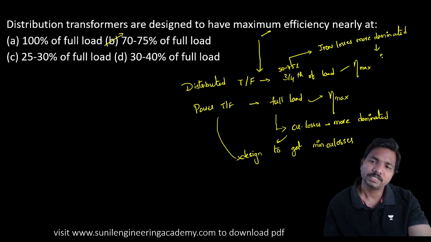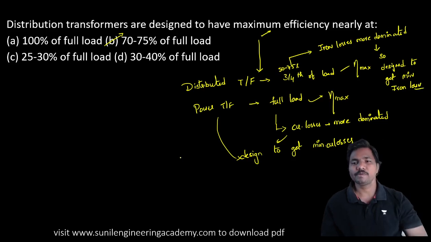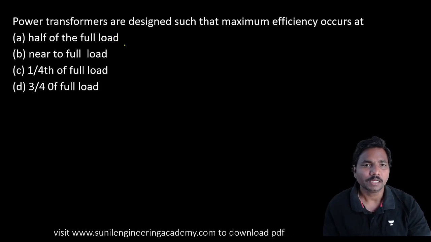So design to get minimum iron losses. Very important question. Design to get minimum iron losses. Note on these points. Coming to the next question, power transformers are designed such that maximum efficiency occurs at dash, near to full load. Answer is option B.